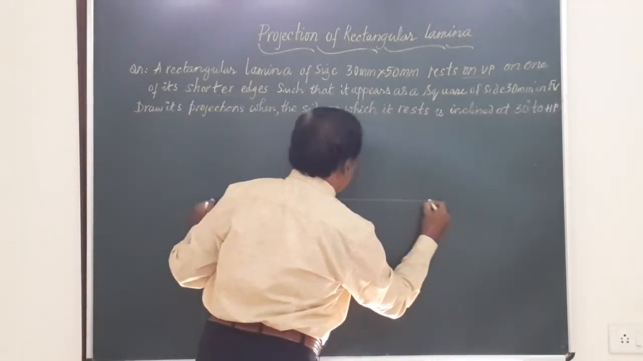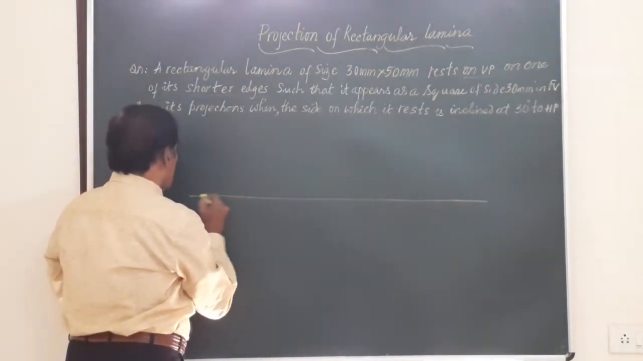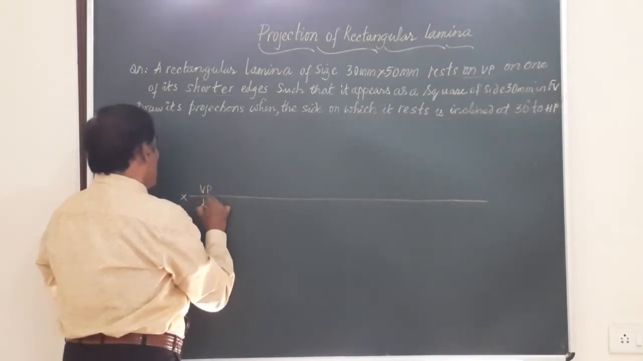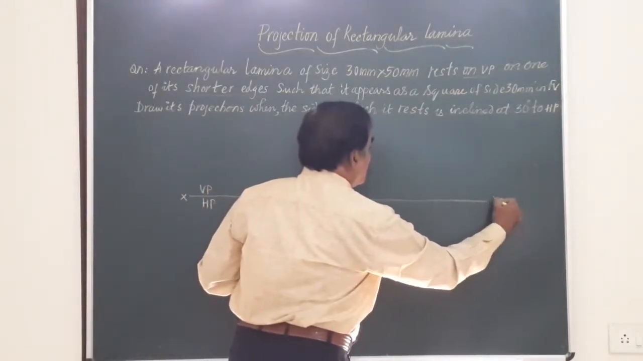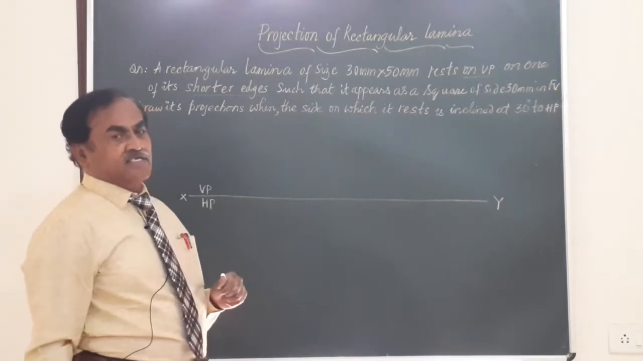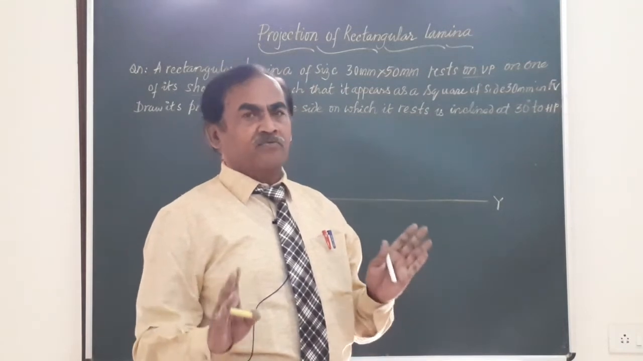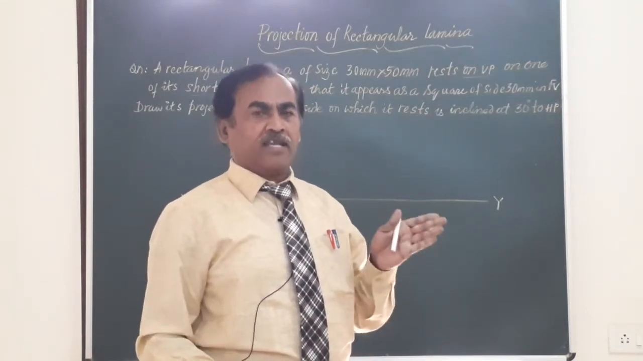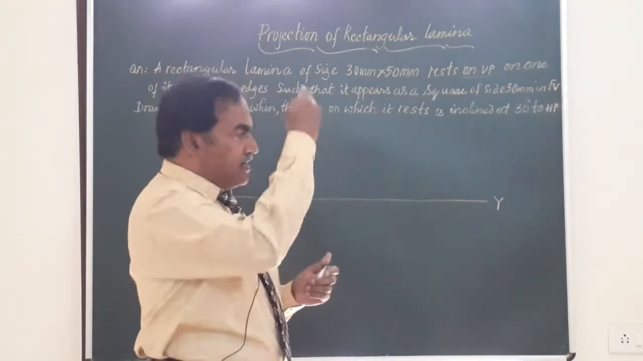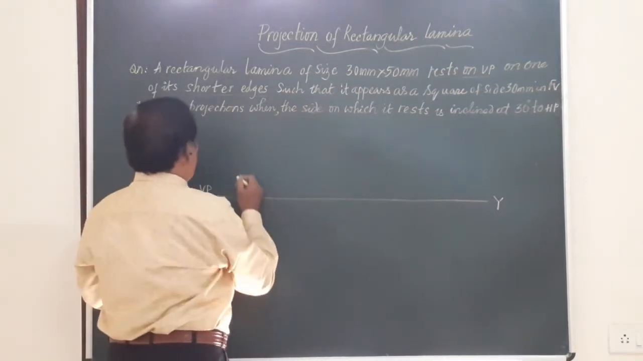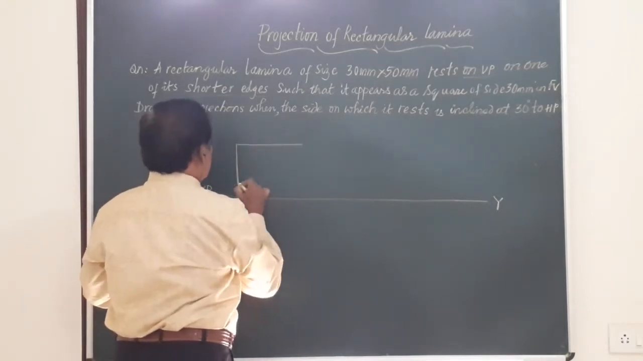So I draw a XY line, which is the line of intersection of VP and HP, and mark on this VP and HP, HP below the XY and VP above that, indicating that it is a first angle projection. Friends, the lamina is on VP. I told you before, whenever any lamina is resting on VP or it is parallel to VP, you can write down the front view keeping one of the edges of the lamina perpendicular to HP. So it is a rectangular lamina. I am going to draw a rectangle here having dimensions 30 by 50.